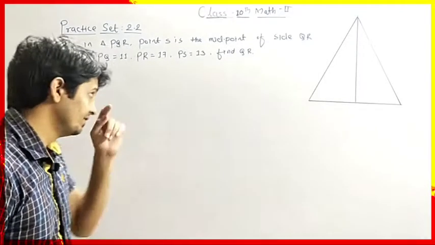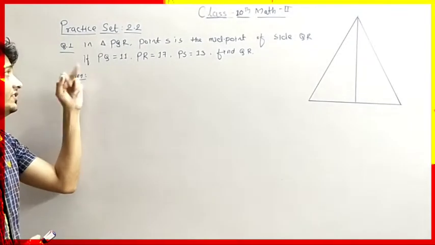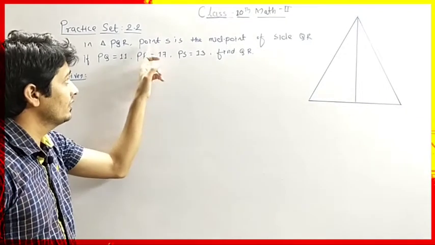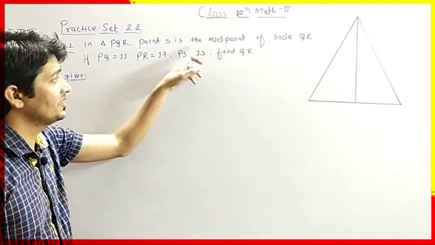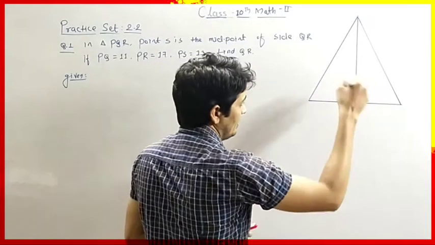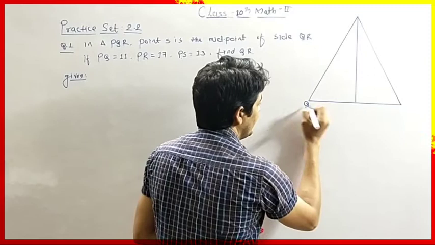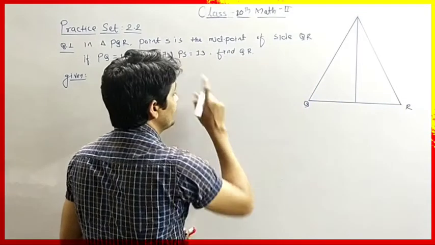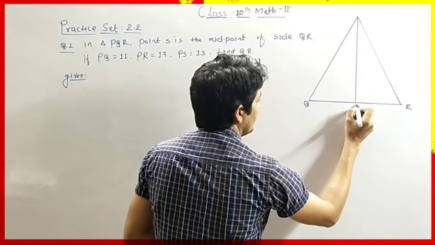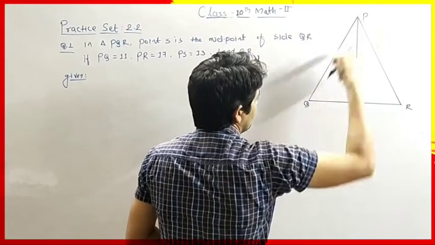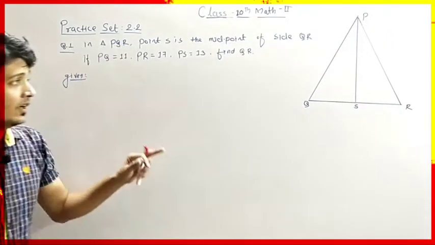Okay. So the question says in triangle PQR, point S is the midpoint on the side QR. That means it is the triangle and this is the side QR. On QR, S is the midpoint. So S will be the midpoint. So this point will be P. Okay, this is triangle PQR.